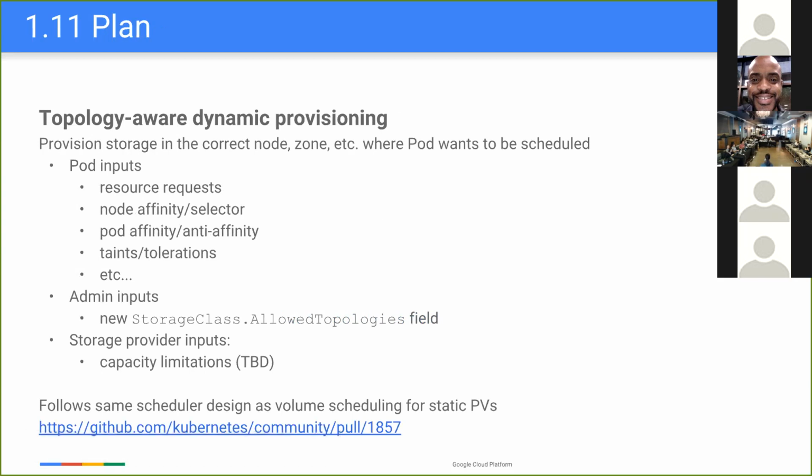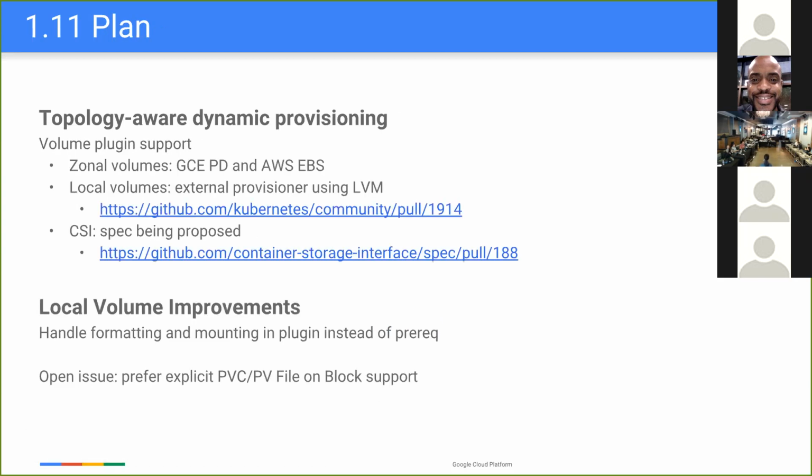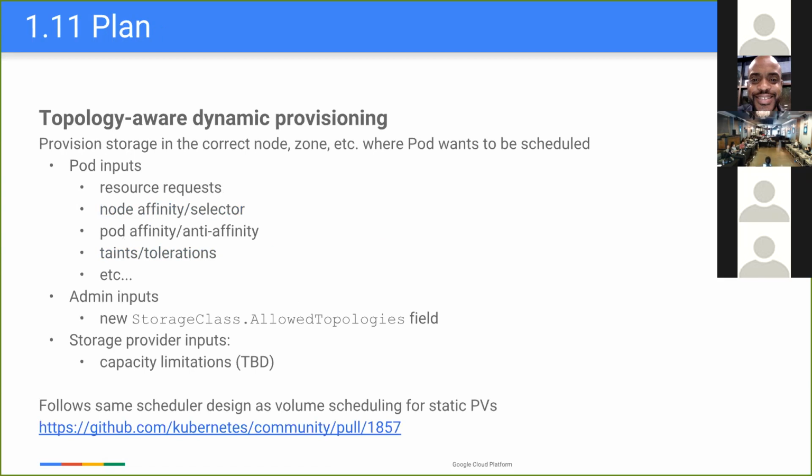So going forward into 1.11, what's next? In 1.10, we added support to delay binding for statically created PVs. So now the next logical step is to enable support for dynamic provisioning in the scheduler.